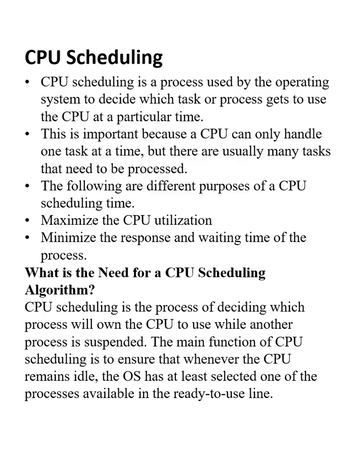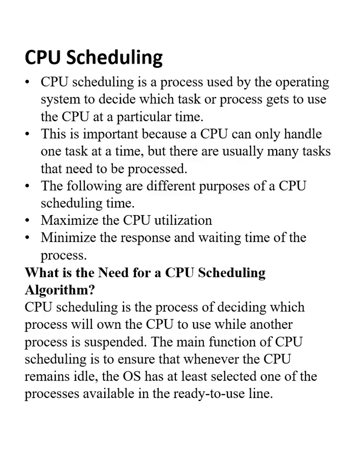What is the need of CPU scheduling? CPU scheduling is the process of deciding which process will own the CPU to use while another process is suspended. Another process being suspended means we need to decide which process has to move to the next step. That is called the CPU scheduling algorithm. That is the need for CPU scheduling.